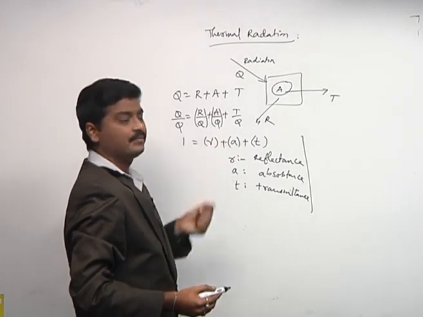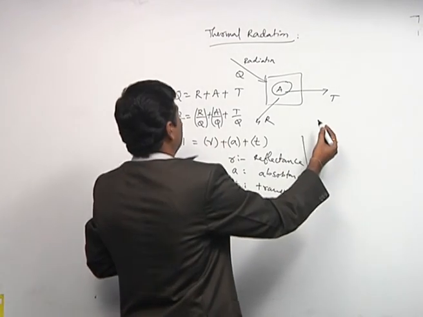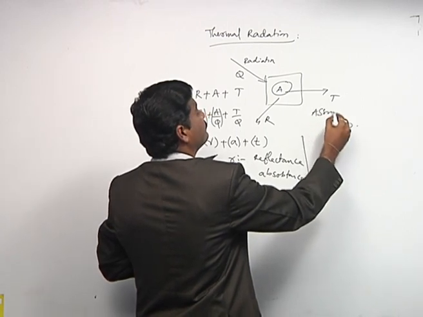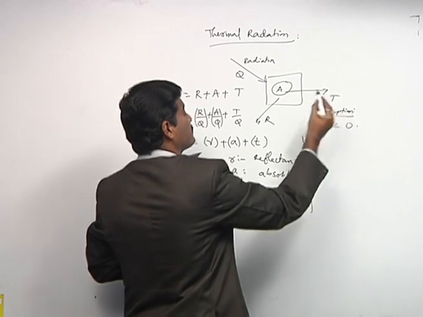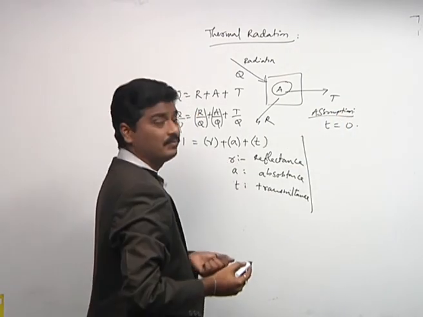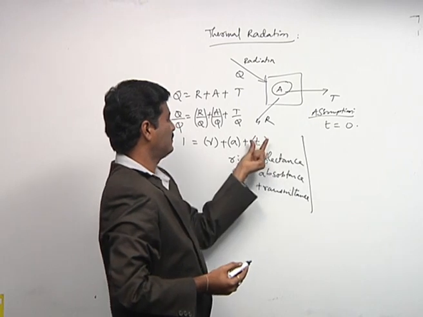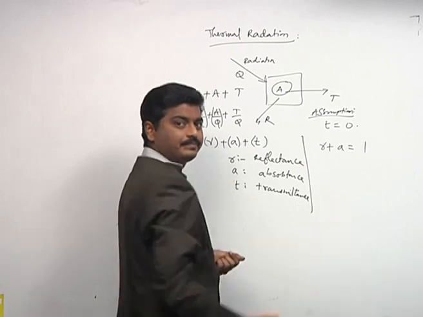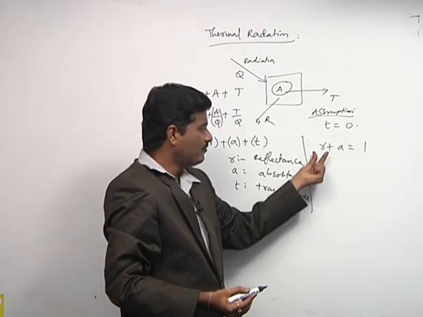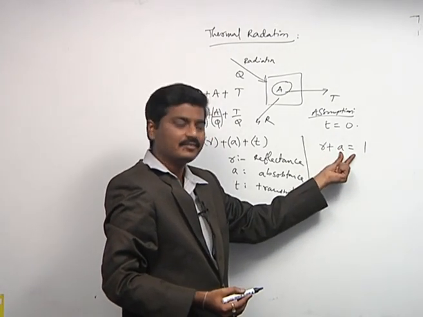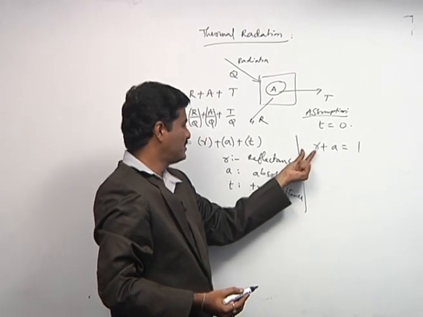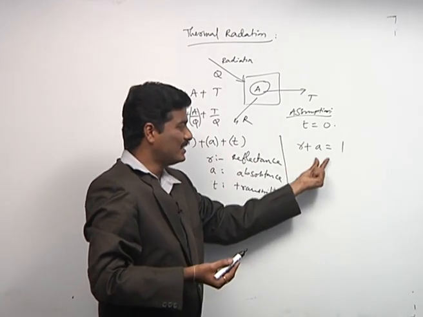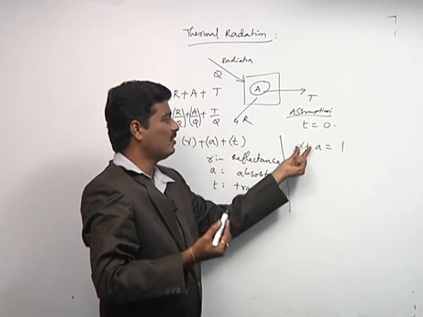So, these are the coefficients. If you observe this, let T is equal to 0. This is our assumption. That means the coefficient of transmission, that is transmittance, is equal to 0. If you apply this T value here, we are getting R plus A is equal to 1. If R is more, A is less. If A is more, R is less. That means if a particular body has more reflectance, its A value will be less, and vice versa.